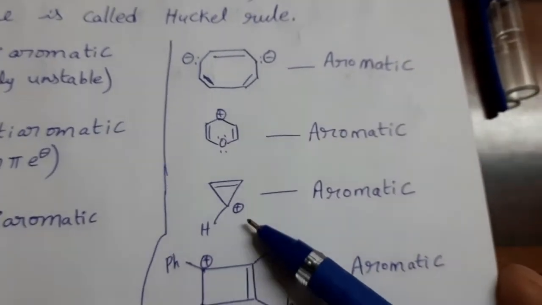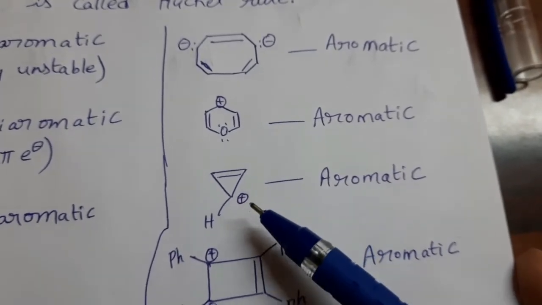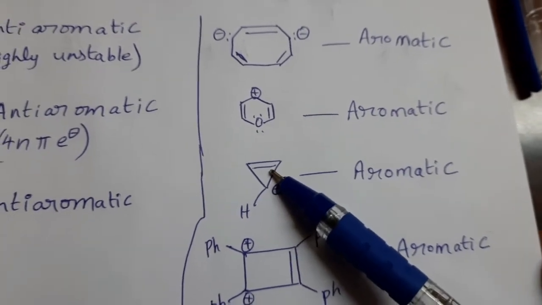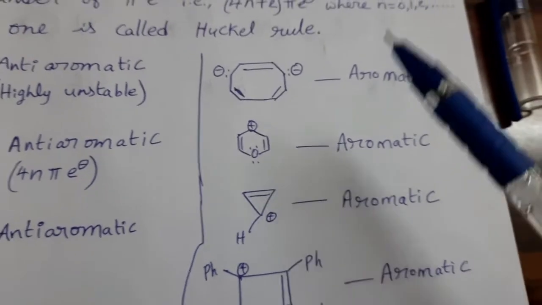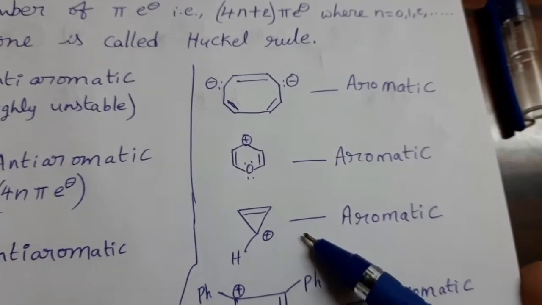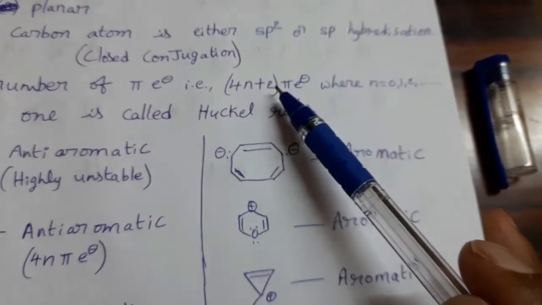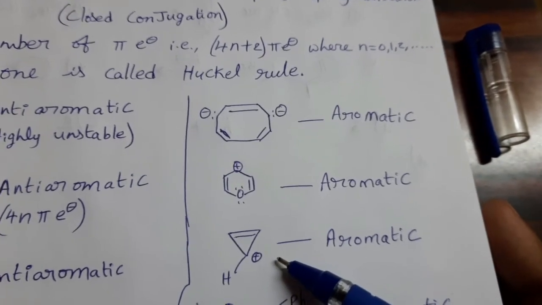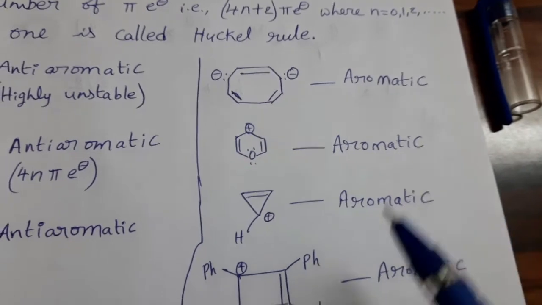Next, cyclopropenyl cation. In this, 1 pi bond is there, 2 pi electrons. It also obeys this Huckel rule. For this, n value is 0. If I put 0 in this, what happens? We can get 2 pi electrons. So for this ion, 2 pi electrons are there. Hence, it is also aromatic.